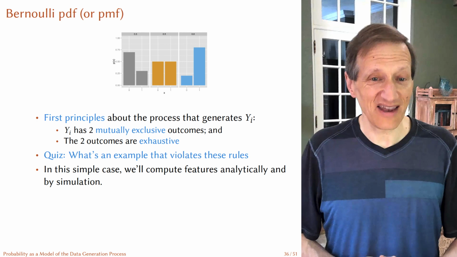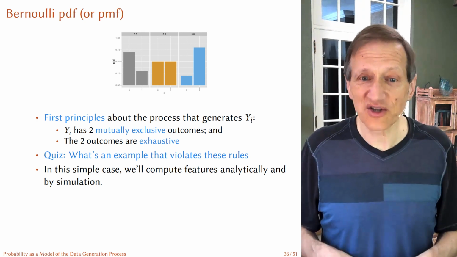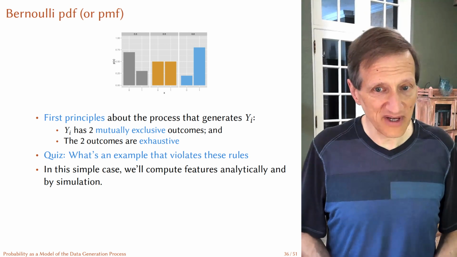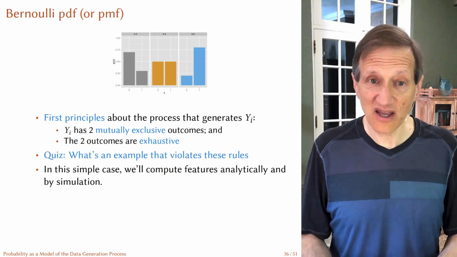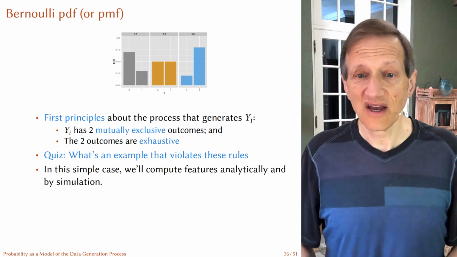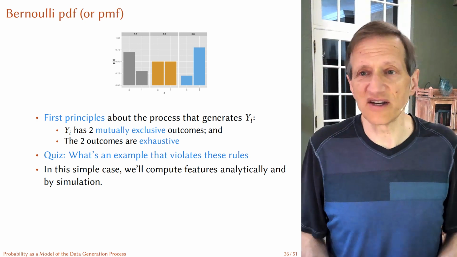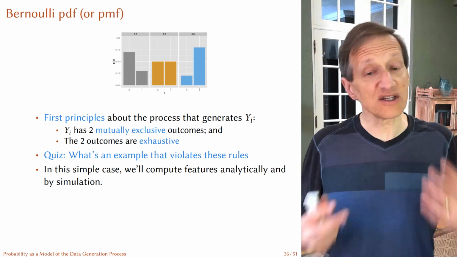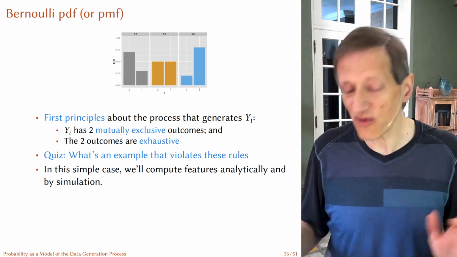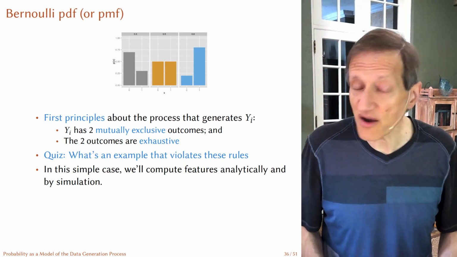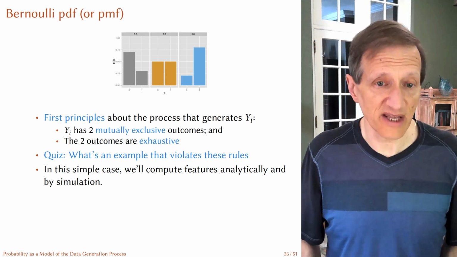All right. In this simple case, I'm now going to go through and compute some features of this probability density analytically, and then we'll also do it by simulation. I'm going to do it in this simple case because we can see what it is. We can understand the answers. We can do it all. And that will give us intuition for more complicated cases where we won't bother to do the full analytics, but we'll just use the result that someone else calculated, or we will do it by simulation ourselves.